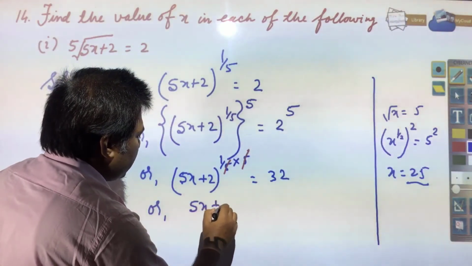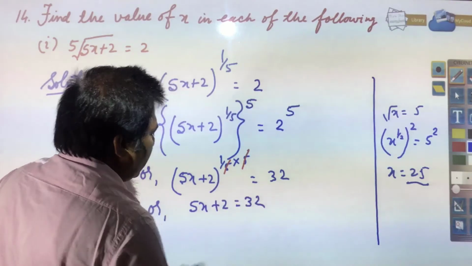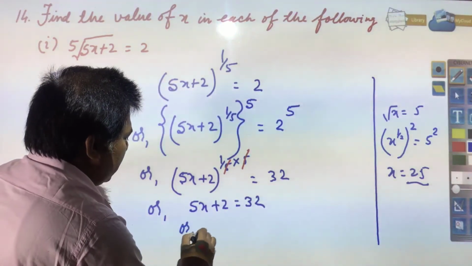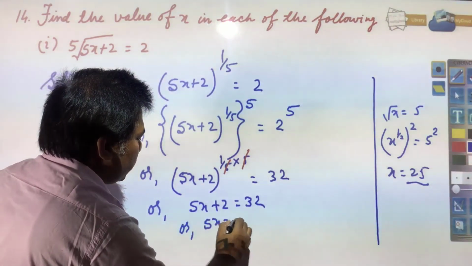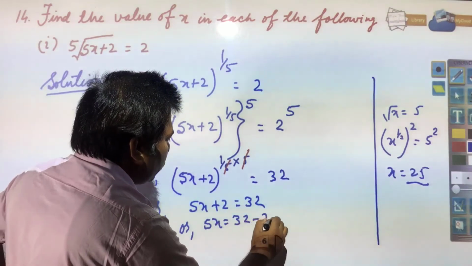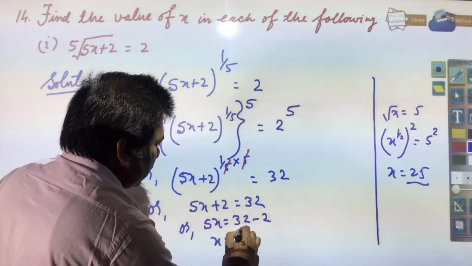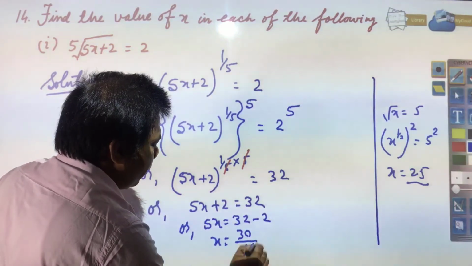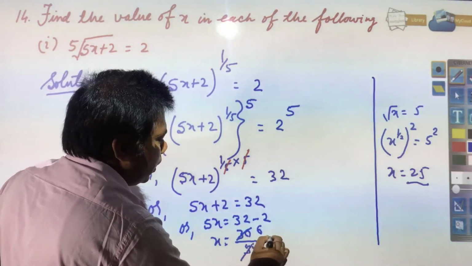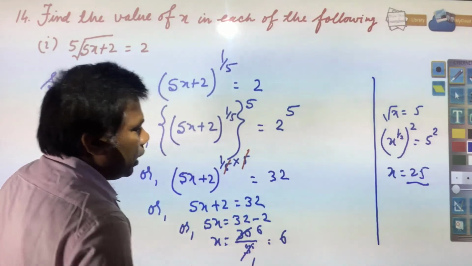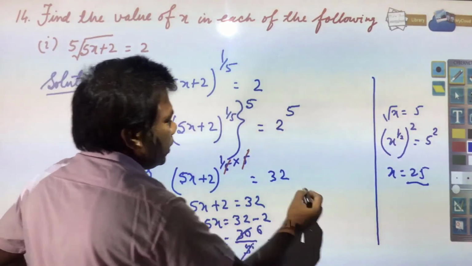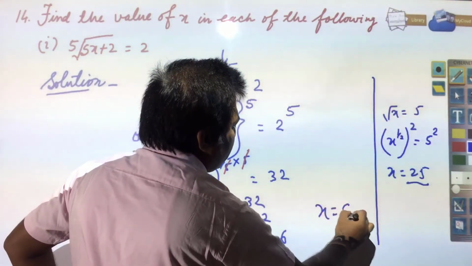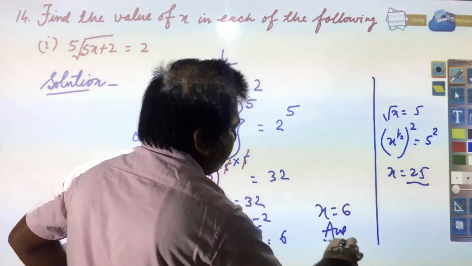and you are left with 5x plus 2 is equal to 32, and 5x is equal to 32 minus 2, so x will be 30 by 5. 5 6s are 30. So, you got x is equal to 6. So, your answer is x is equal to 6.